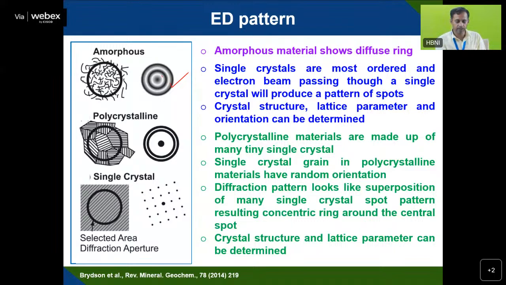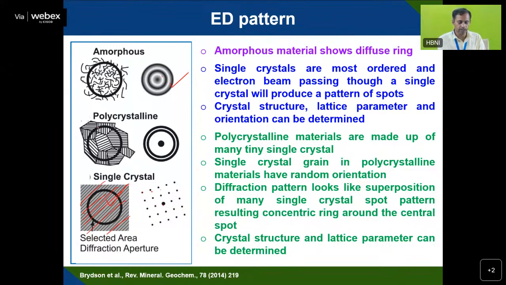But if you have a single crystal-like structure, as in the bottom one, only one directional plane is there, and you get only dots. So a single crystal is a highly ordered structure, and an electron beam passing through a single crystal will produce a pattern of spots. You will get only spots, and the crystal structure, lattice parameter, and orientation can be determined from these points.